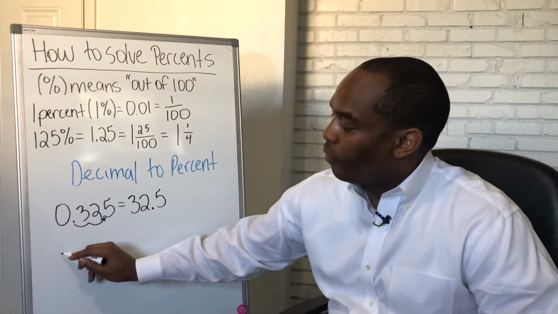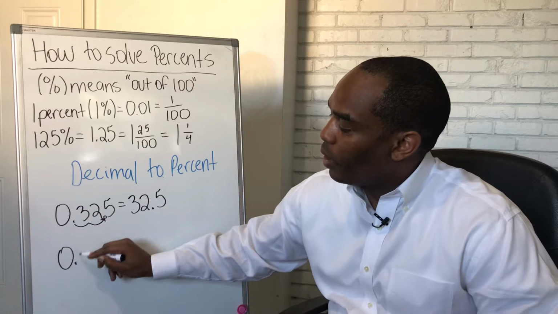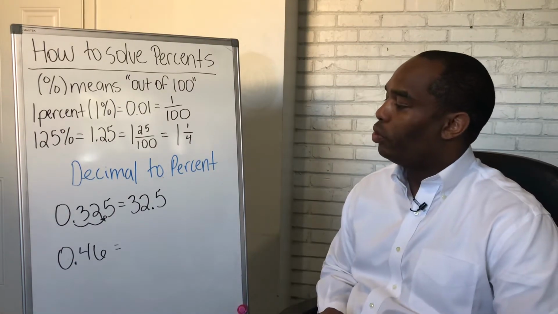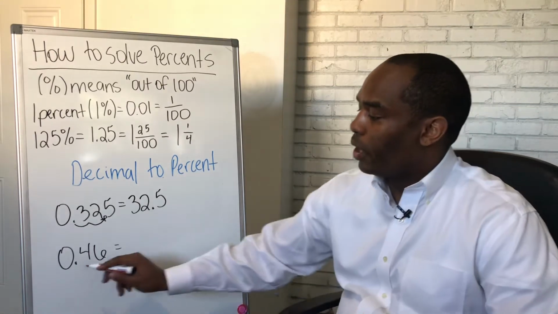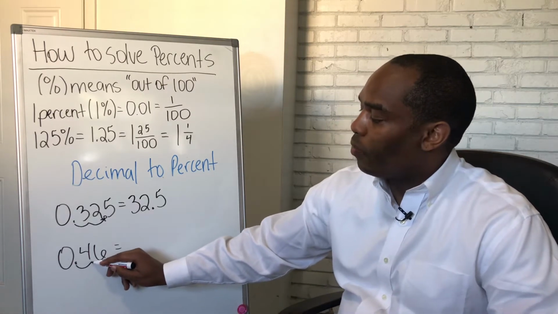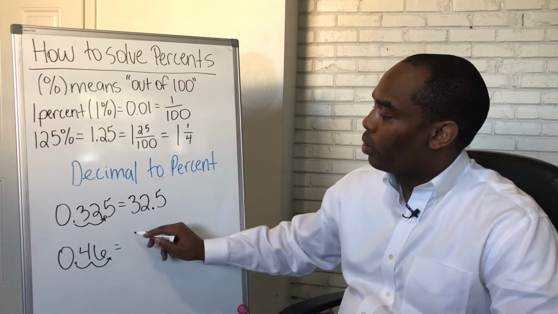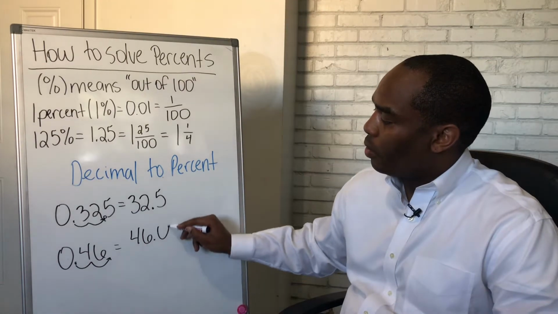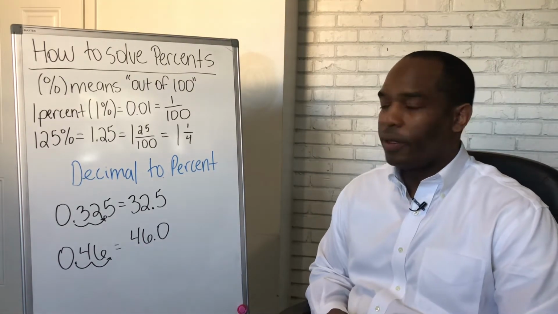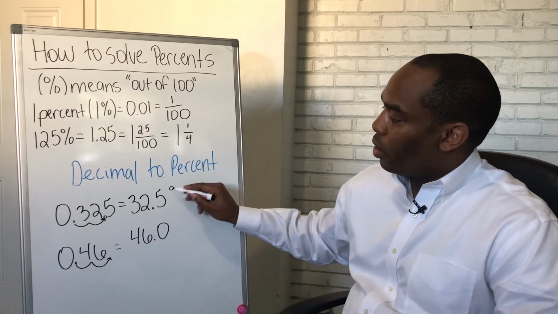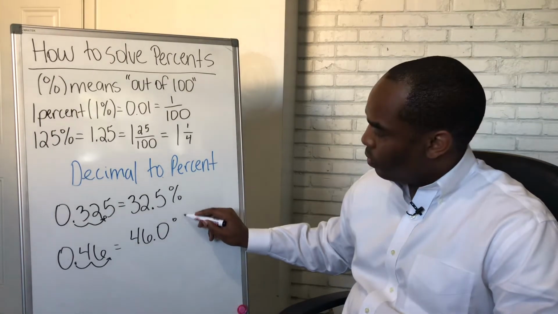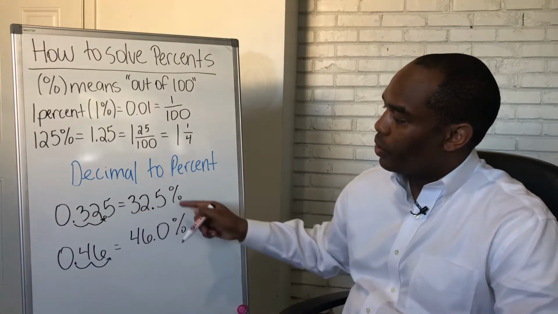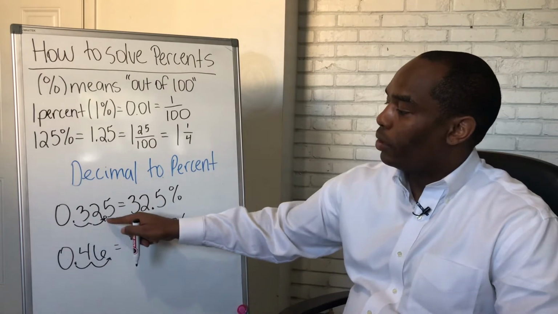Say we had another decimal, 0.46. How do we turn that into a percent? Well, again, simply move the decimal 2 places to the right. 1, 2, and we have 46.0. Now, mind you, all of these are percents. So to go from a decimal to a percent, simply move the decimal 2 places to the right.